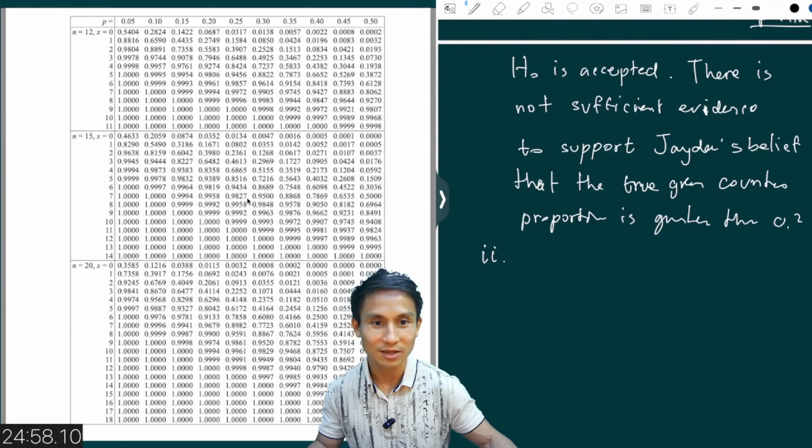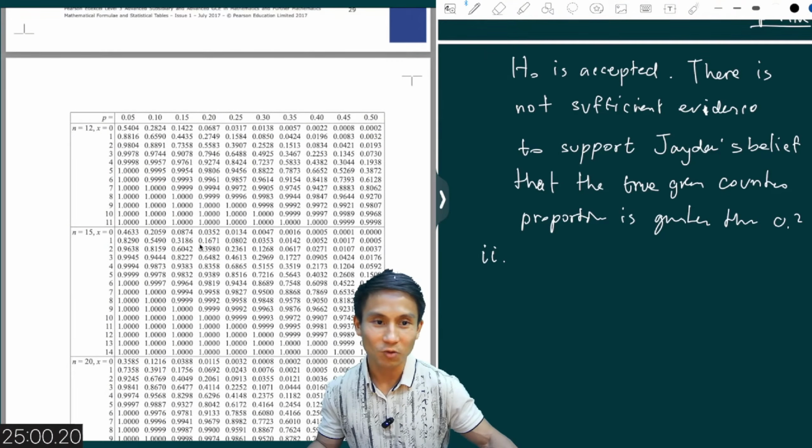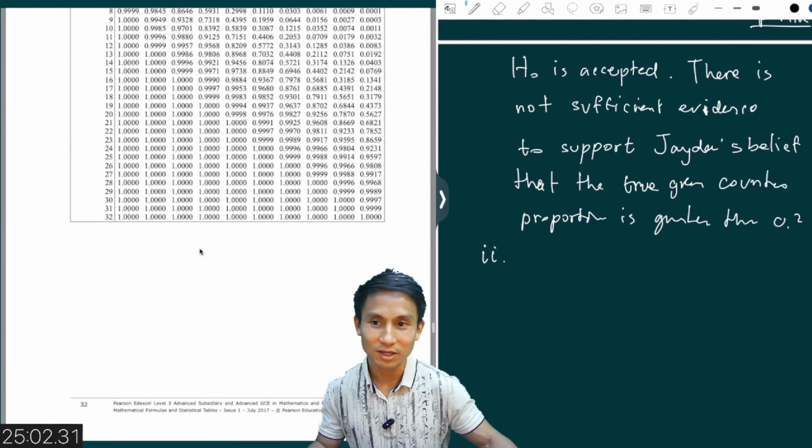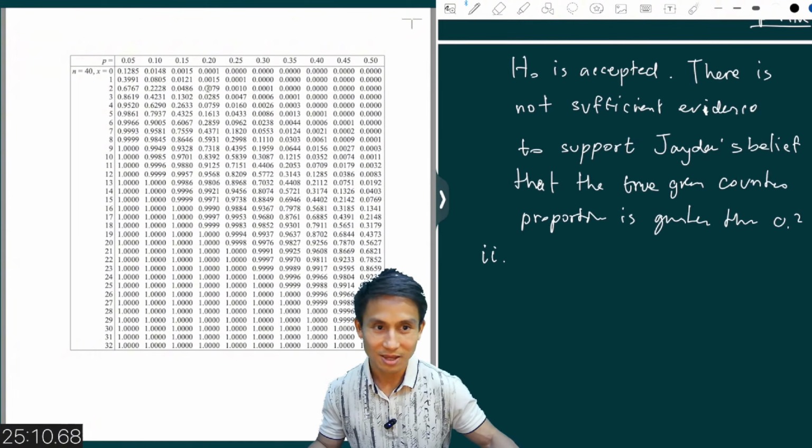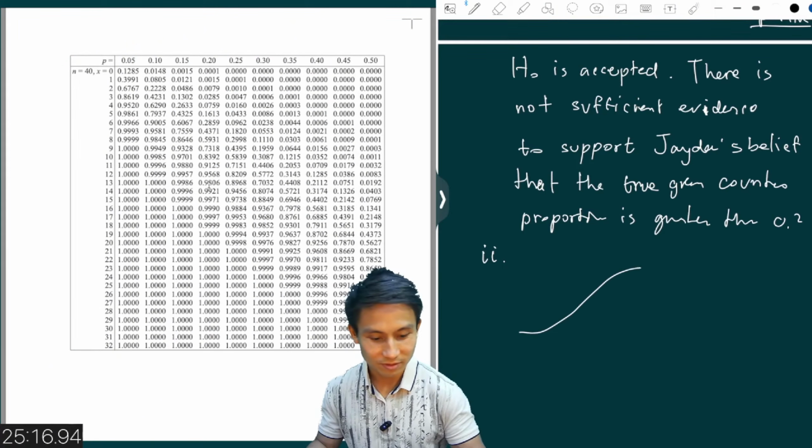So let's look at the table. We have n of 40, so I'm going to go down here to 40, and then the probability of 0.2. So we are looking at this column here, you see my cursor. And this is the right tail.